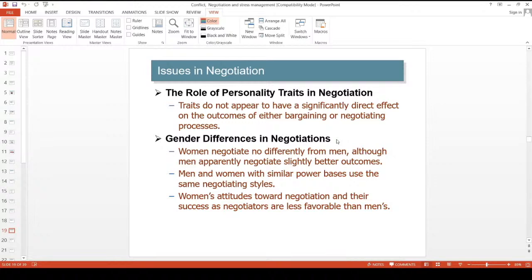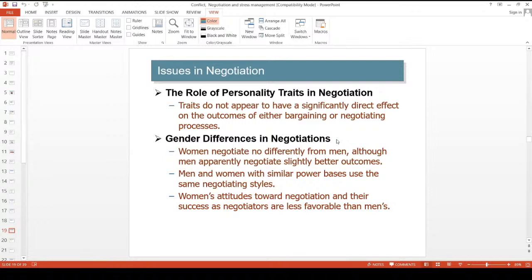While doing the negotiation, there are different important components which can affect the negotiation process, and let's discuss each of these components one by one. The first component is the role of personality traits in negotiation. For example, some people are very good negotiators, while others may not be good negotiators, and that depends on the personality traits of the particular individuals who are doing the negotiation. So the role of personality traits in negotiation plays a very important role.